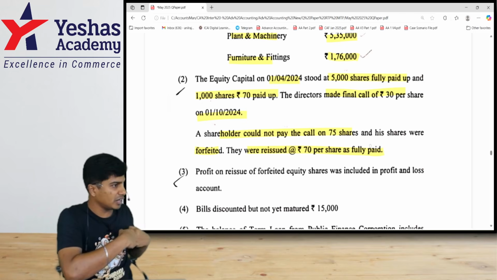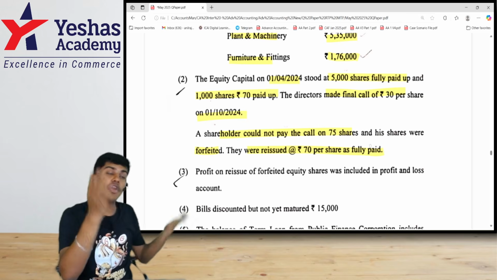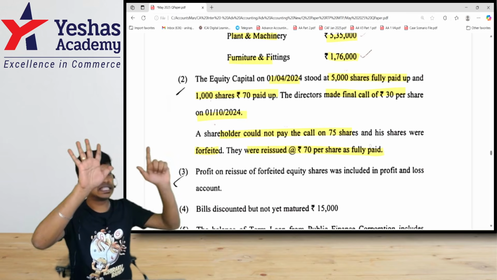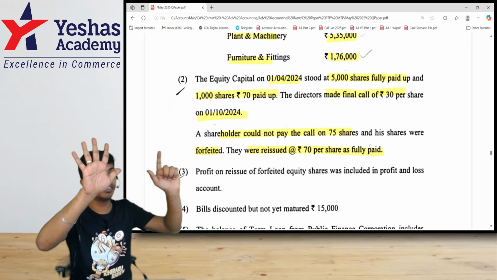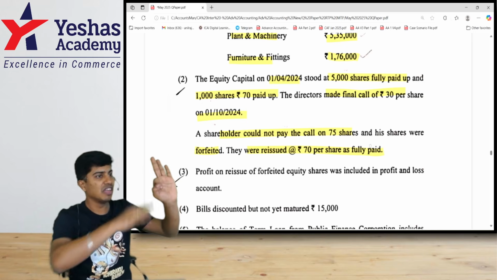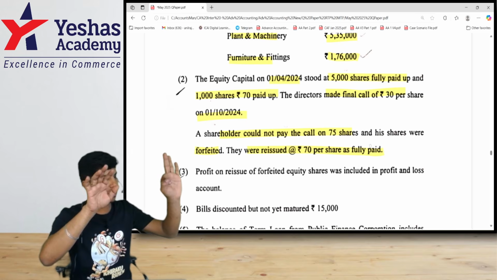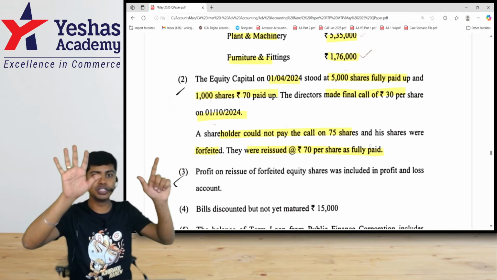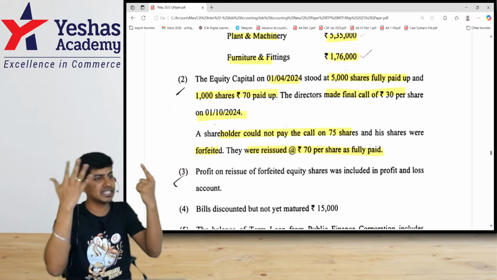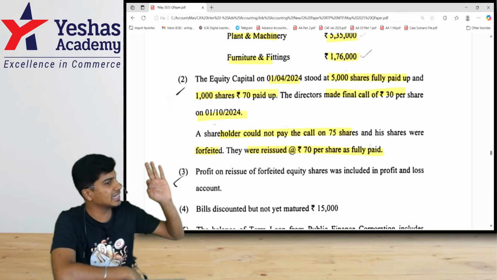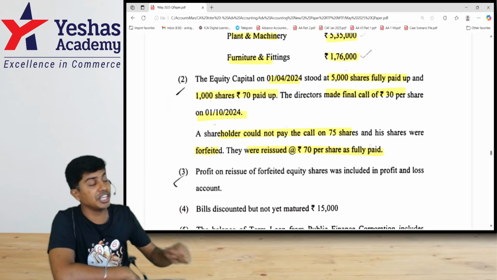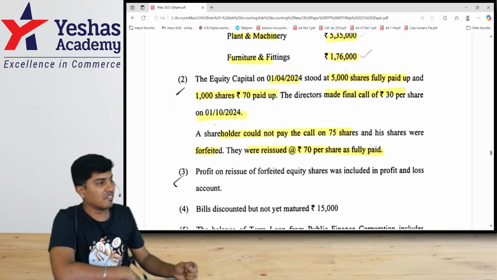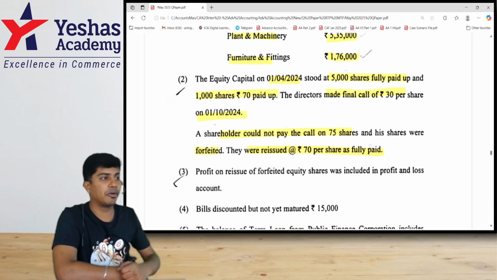So then the share was forfeited. As a company, how much have I already collected from the old shareholder? 70. What is the minimum price at which you should issue? 30. If I issue at 30, it is a 70 rupees discount, no. I have collected 70 from the old shareholder. Maximum discount that I can offer is 70. Minimum price I should collect is 30. They've reissued the share at 70. If I reissue the share at 70, I have made profit.